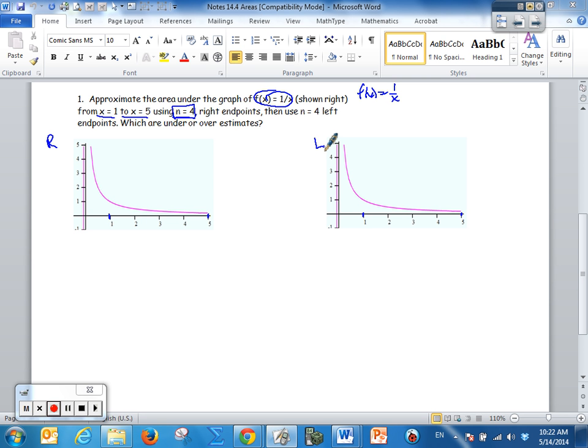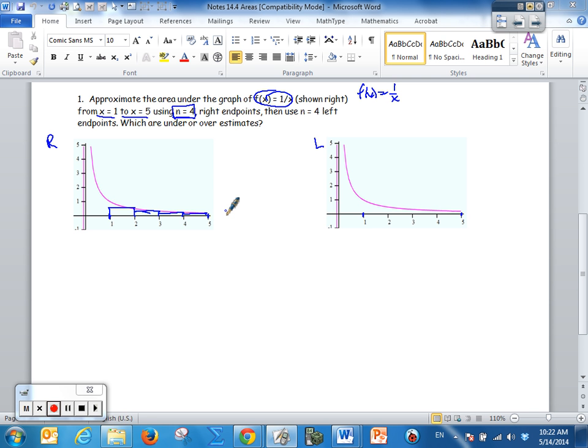Alright, so let's think about what that means. If I go over here, I can see I'm going to have 4 little rectangles right here. I want the right endpoint to be on the actual curve. It's on the curve. That's my right endpoint.